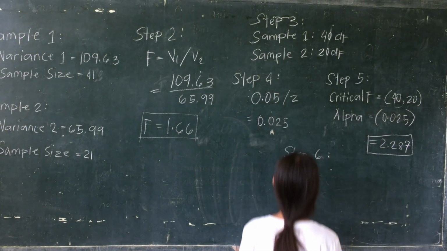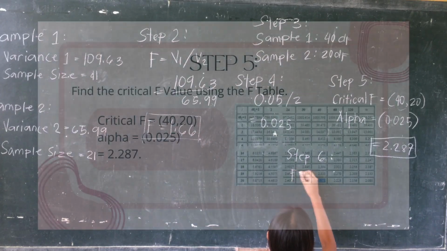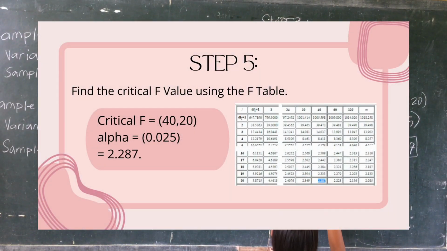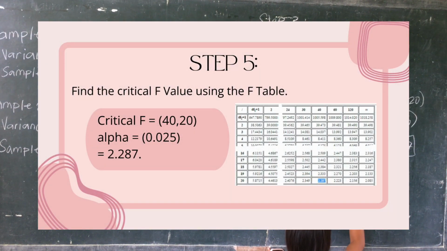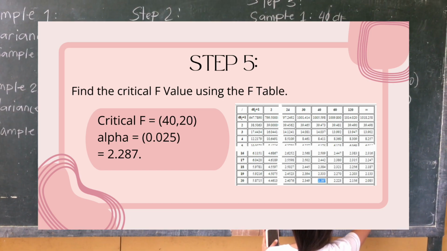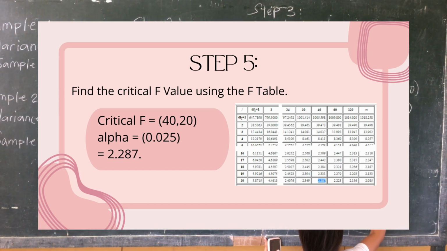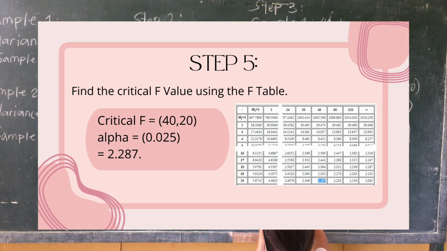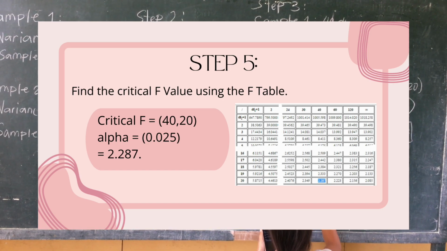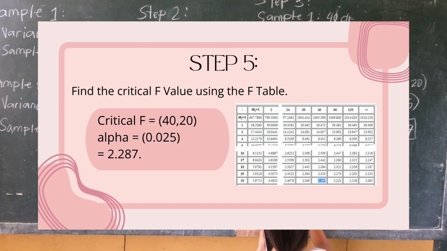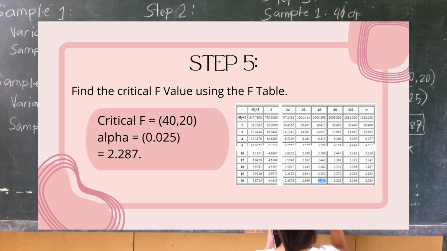Step 5. Find the critical F value using the F table. There are several tables, so make sure you look in the right alpha. Critical F for 40 and 20, alpha is 0.025, is equal to 2.287.